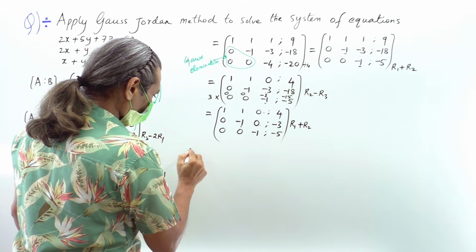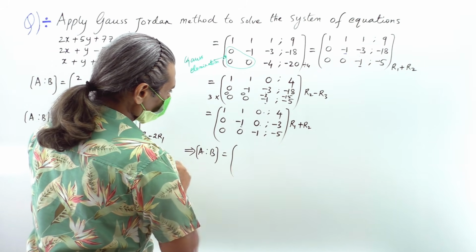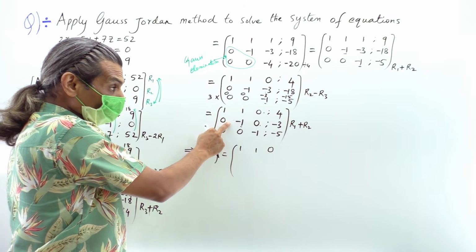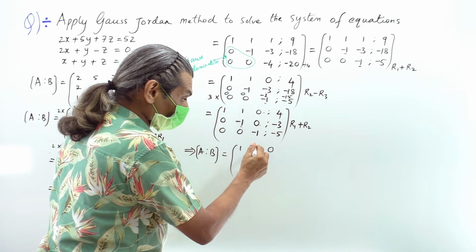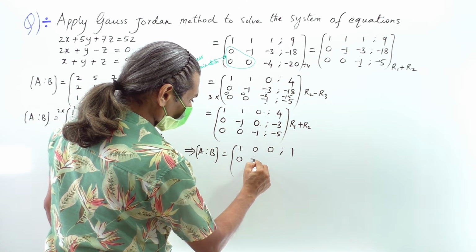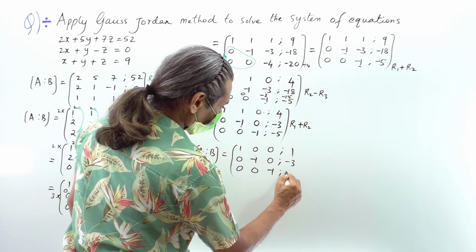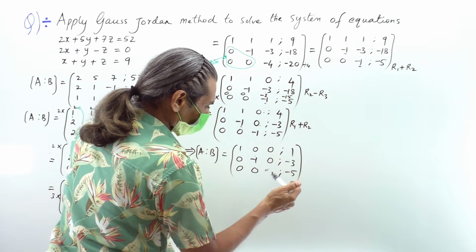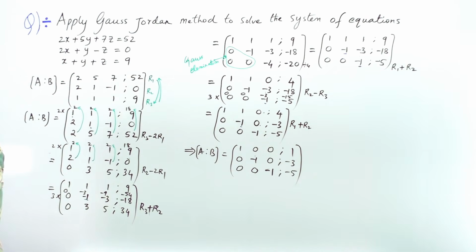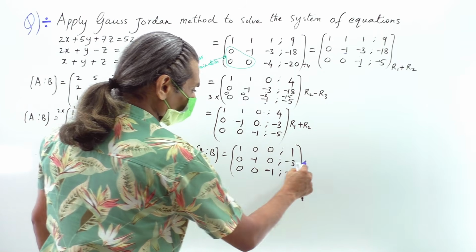So that implies I can write A augment B. The final matrix will now be 1 1 0, 1 plus 0 1 1, minus 1 0 0 and 0 only. 4 minus 3 1, then 0 minus 1 0 and minus 3 0 0 minus 1 and minus 5 as it is. So this gives you a beautiful diagonal matrix. That's all. This is the end, and this is the Gauss Jordan method.